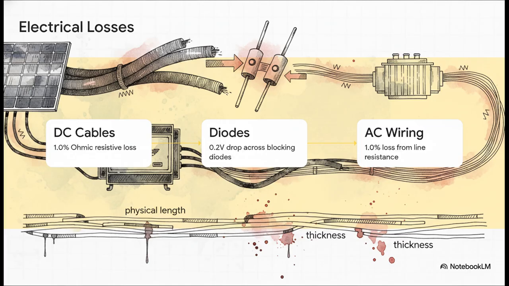First, the current faces a 1.0% resistive loss just pushing through the DC cables between the modules and the inverter. Then, it squeezes past blocking or bypass diodes, costing a minor but fixed 0.2-volt drop. Finally, hitting the AC wiring, there's another 1.0% loss just battling line resistance before it even gets to the transformer. Keep in mind, the physical length and thickness of your cables directly dictate how big these leaks are.